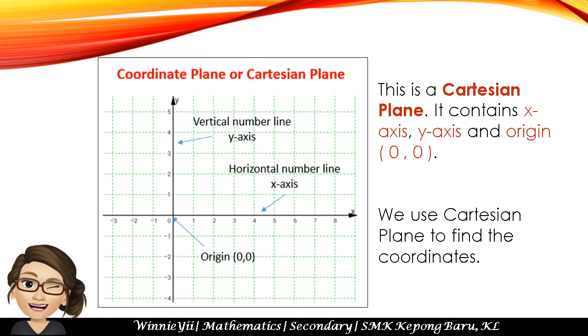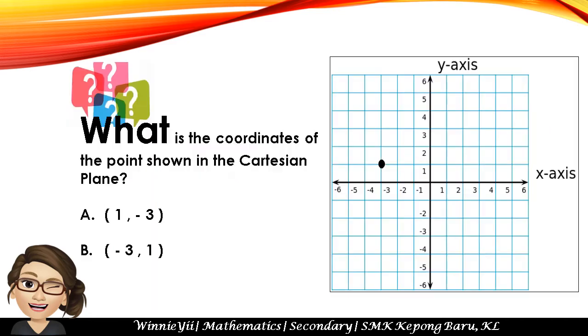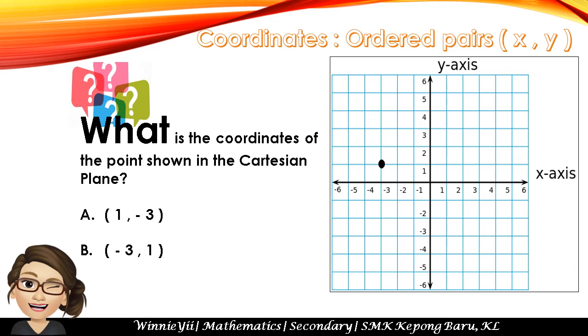This is a Cartesian plane. It contains the x-axis, y-axis and origin, (0, 0). We use the Cartesian plane to find the coordinates. The coordinates are stated in ordered pairs (x, y). We mention the x-coordinate first before we mention the y-coordinate.